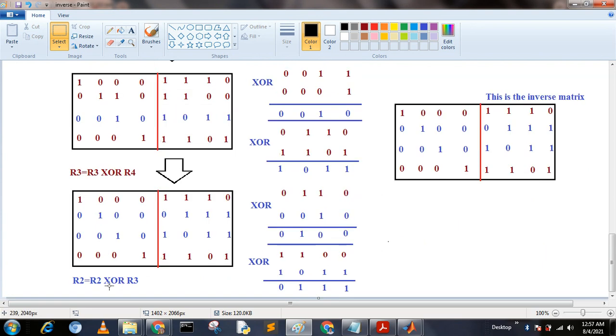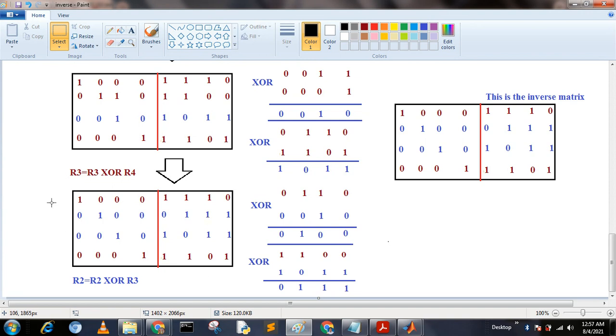And again the last operation, R2 equal to R2 XOR R3. R2 means 0 1 1 0 and 0 0 1 0. Applying the XOR operation, we get 0 1 0 0. Here we write it, and again we write 1 1 0 0 and 1 0 1 1. Applying the XOR operation, 1 1 1 0.